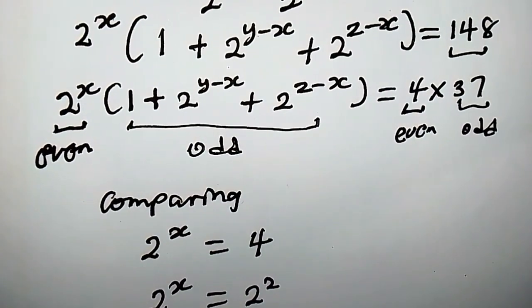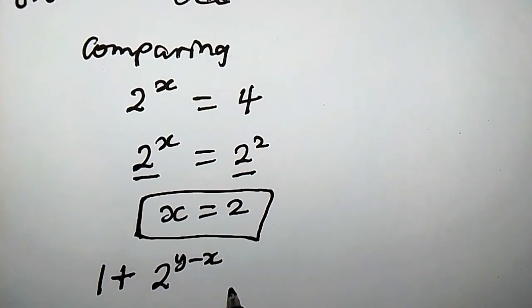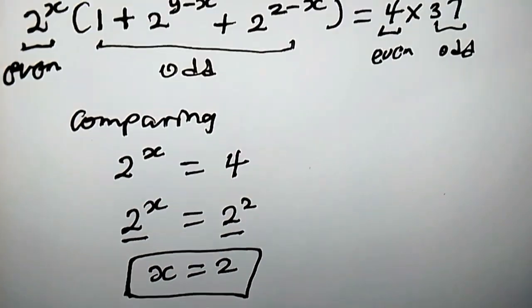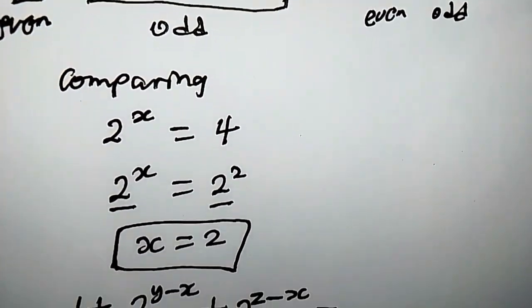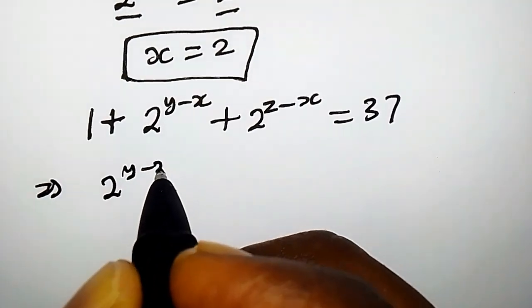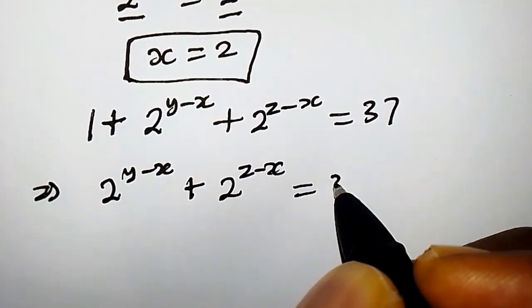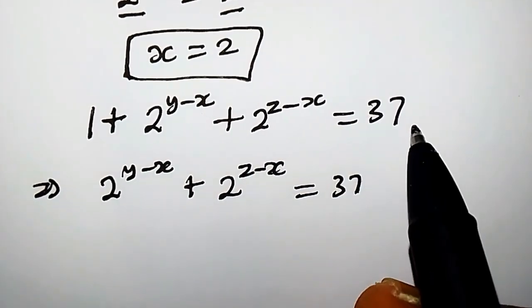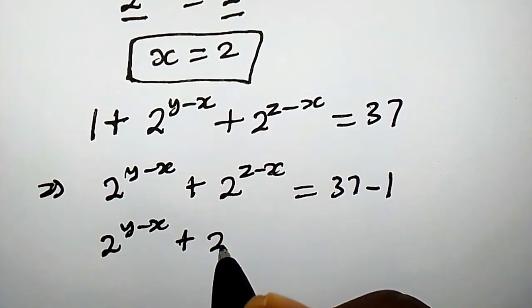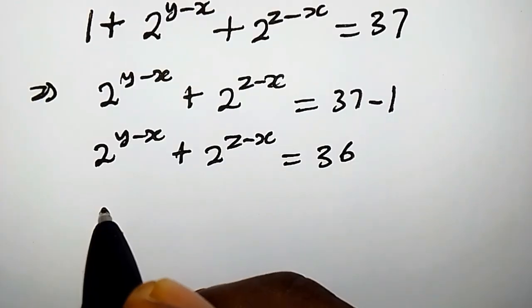Now let us compare the odd terms. 1 plus 2 to the power of y minus x plus 2 to the power of z minus x is equal to this odd number, 37. This implies that 2 to the power of y minus x plus 2 to the power of z minus x is equal to 37 minus 1. When this 1 comes to the right hand side, it becomes minus. So 2 to the power of y minus x plus 2 to the power of z minus x is equal to 36. Let's proceed further.